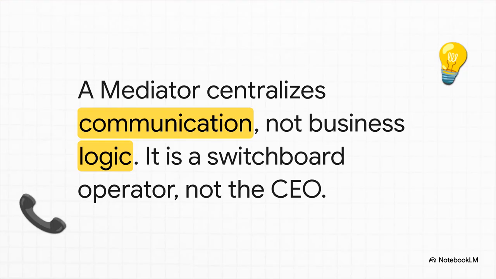It all comes down to this one single, absolutely crucial rule you have to remember. A mediator centralizes communication, not business logic. It's a switchboard operator, not the CEO. So when a user profile gets updated, that component tells the mediator, hey, I was just updated. The mediator then turns around and tells the order history component, you should probably refresh your data. The mediator has no idea how to refresh the data. That logic stays right where it belongs. It just connects the dots.